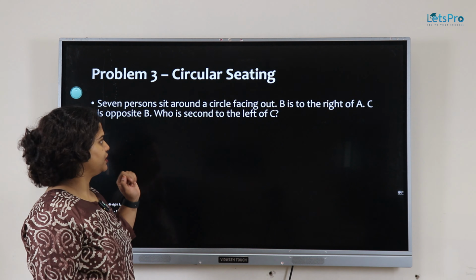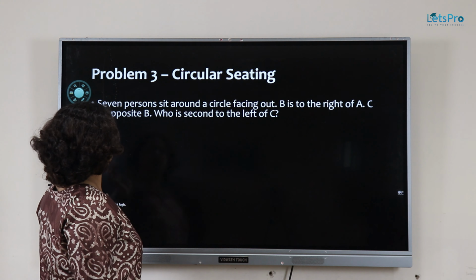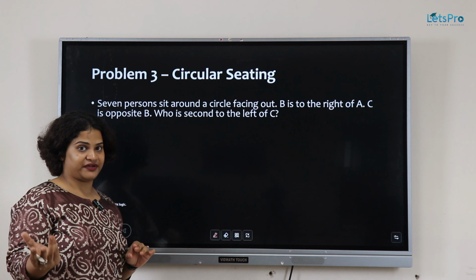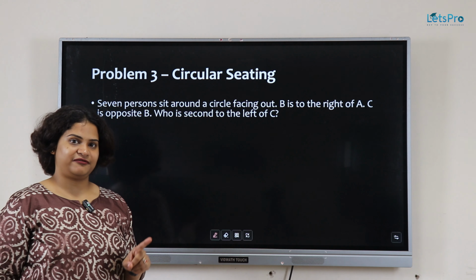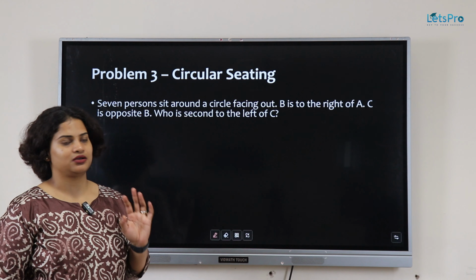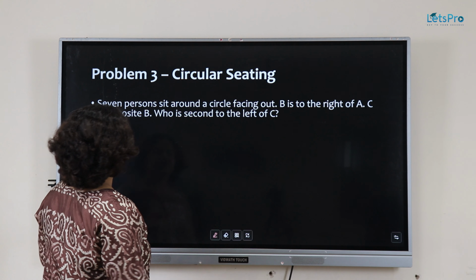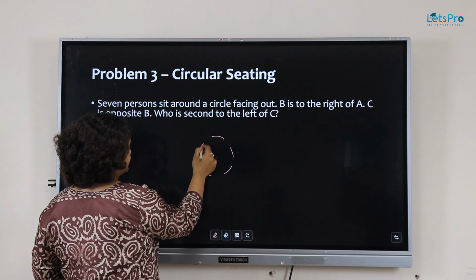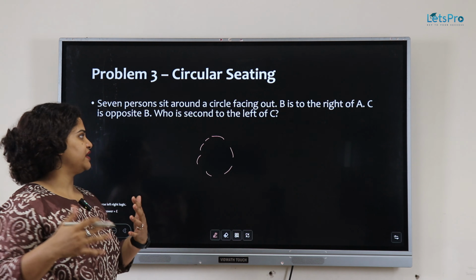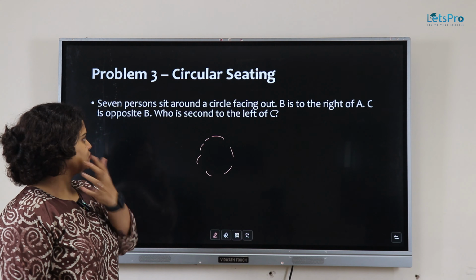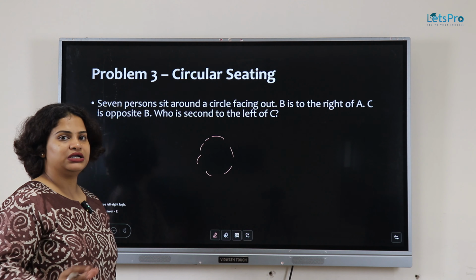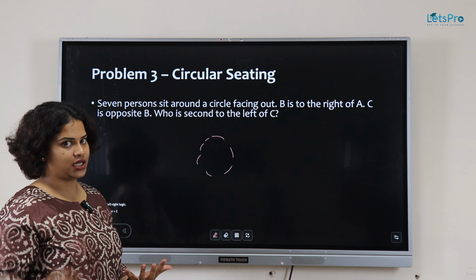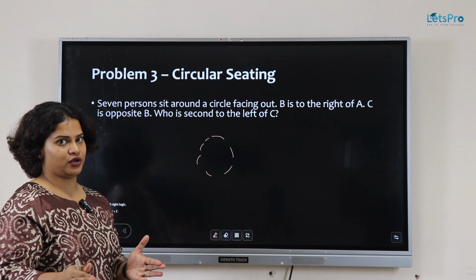Now quickly get into the next question. 7 people sit around in a circle facing out. So now all of them are facing outwards, which means left is anti-clockwise, right is clockwise, right? So let's make 7, 1, 2, 3, 4, 5, 6 and 7. Now here opposite facing would be a little difficult for us to say, because when there are odd numbers, no person is actually sitting in front of you, right?